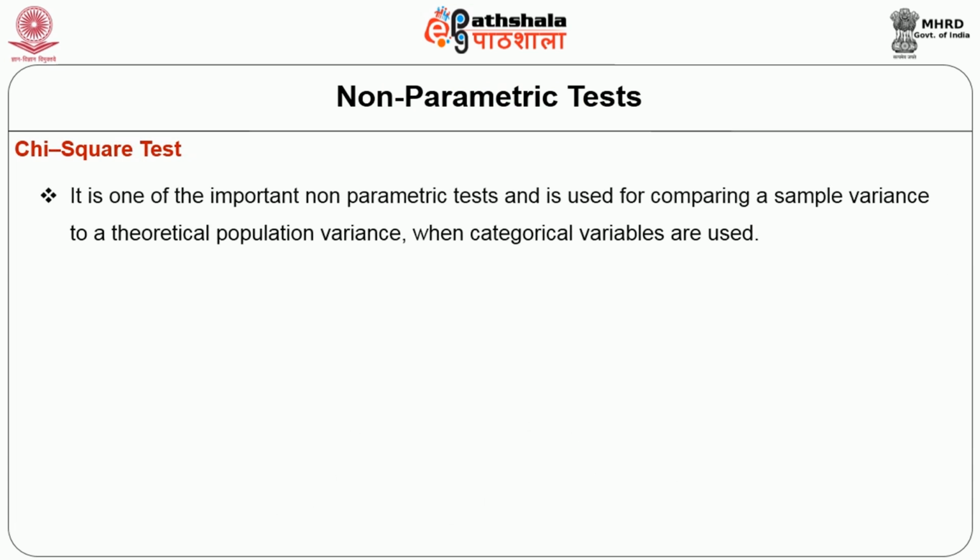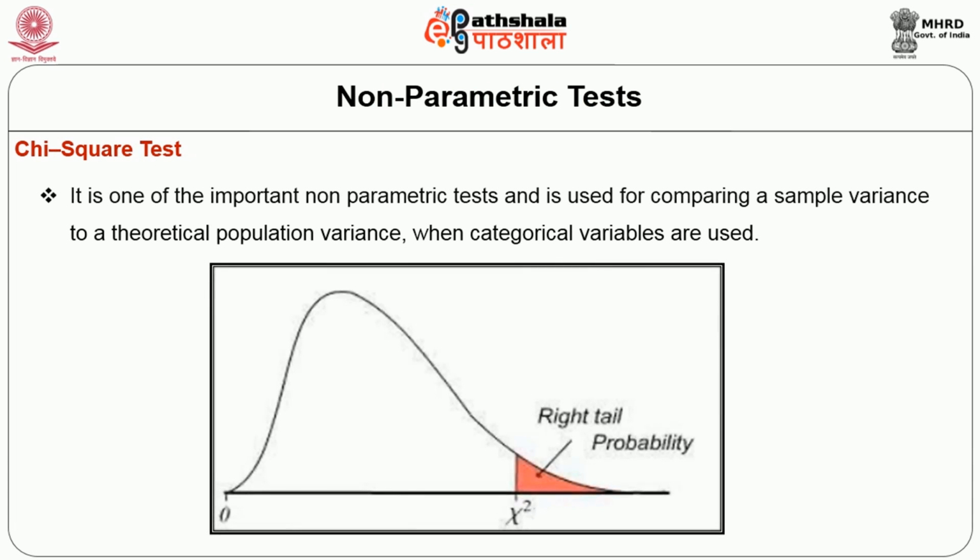Now, let us see some important non-parametric tests which are often used in practice. The first one is the chi-square test. The chi-square test is one of the important non-parametric tests and is used for comparing a sample variance to a theoretical population variance when categorical variables are used.